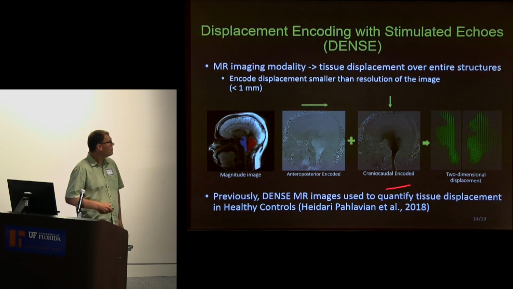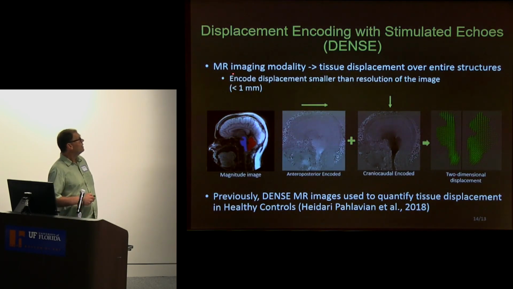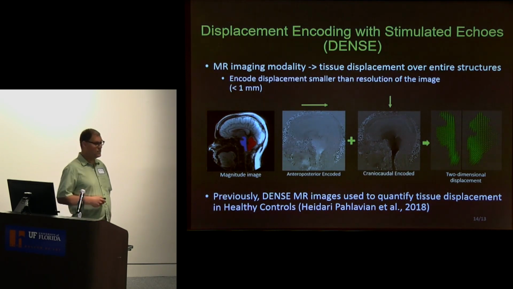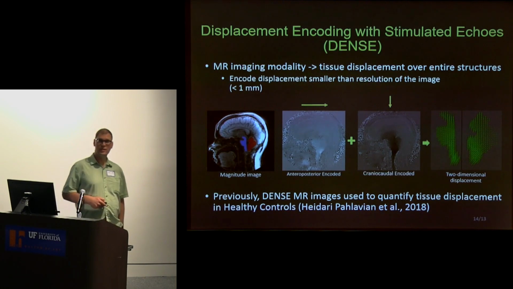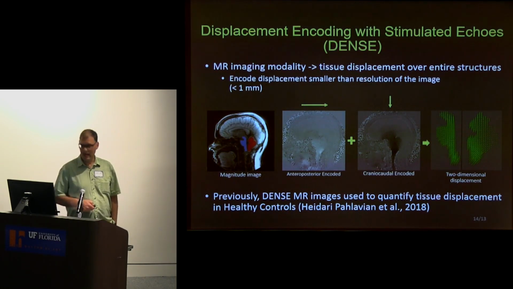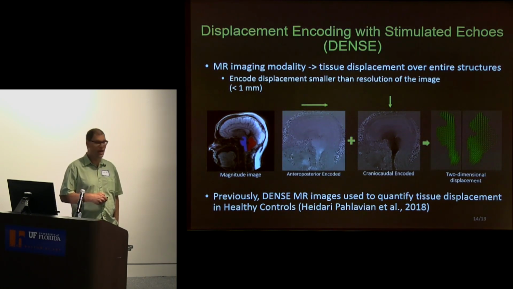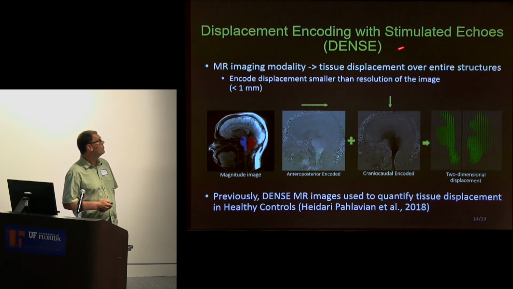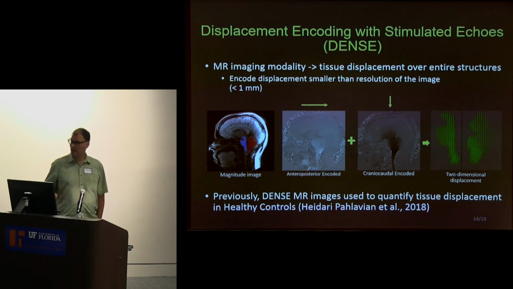So let me talk a little bit about tissue motion. About 2015, John Roshinsky called me up and said, hey, I got this new tool for measuring displacement in the brain, and I think you're going to like it. It might be useful for Chiari. Displacement encoding with stimulated echoes, or DENSE. And I got all excited about it. He got excited about it.